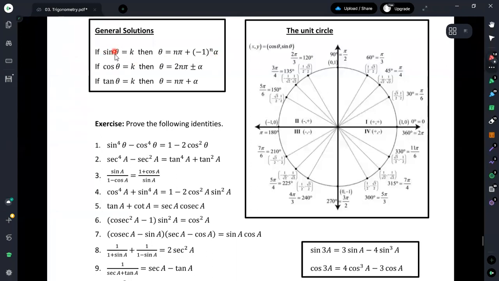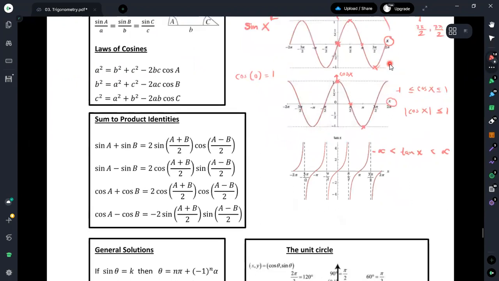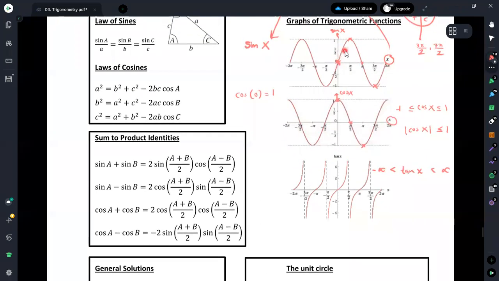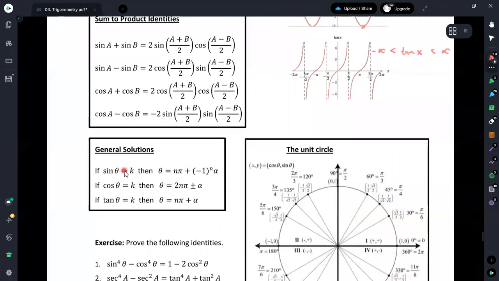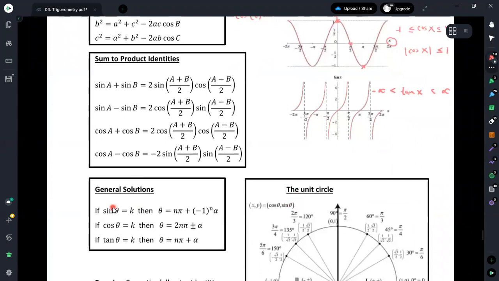The reason is that if sine theta equals k, then using the graph you can see that if you are getting the same value, say sine theta as half, then at this point you get half, at this point you get half, and also at this point and this point. Therefore, we cannot say there is only one point which satisfies sine theta equals k. Therefore, we can have a set of values.